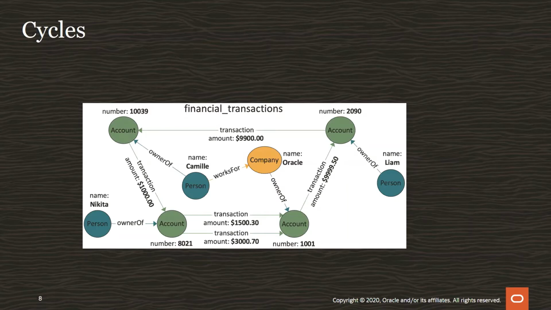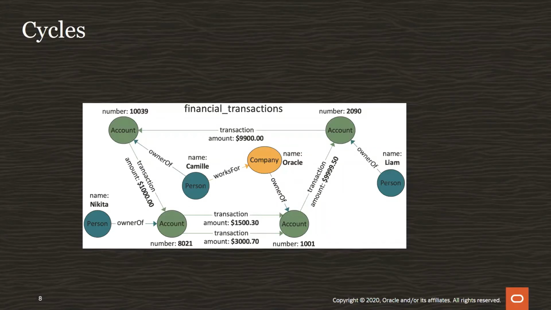We can also see that the owner of account 1001 owns a company, and Camille, a different person who works for that company, is the owner of one of the financial accounts. In a general perspective, this graph, named financial transaction, is making transactions between different friends, and that completes a cycle. So account 2090 transfers money to 10039. From 10039, there is a transfer going to 8021. From 8021, there is a transaction going to 1001, and from 1001, it goes back to 2090.